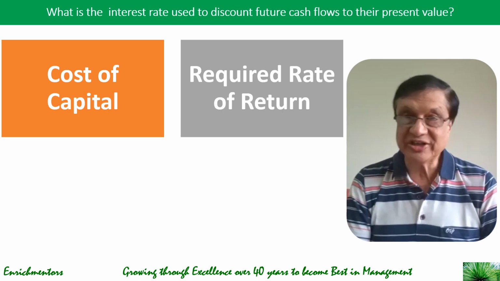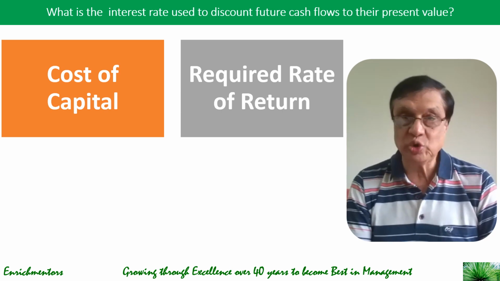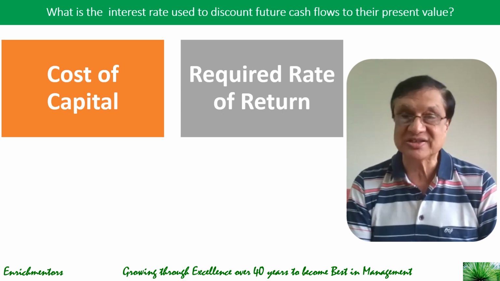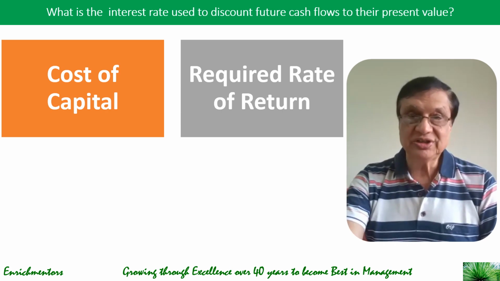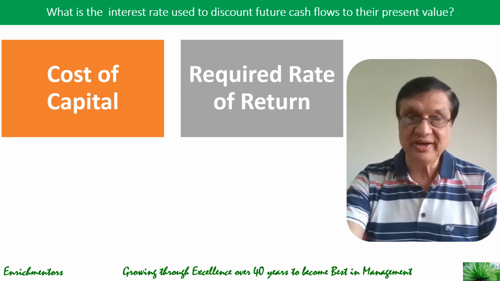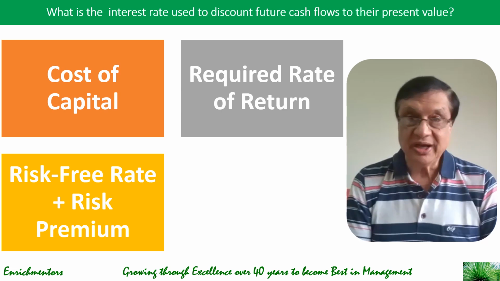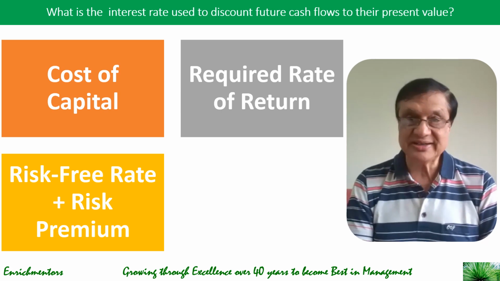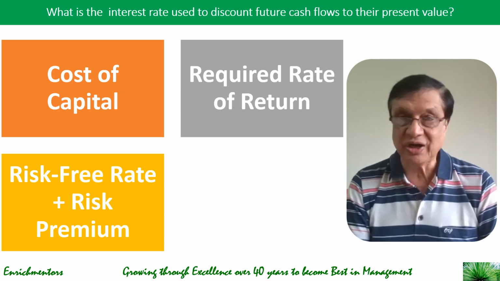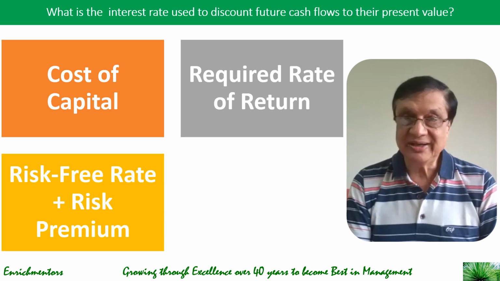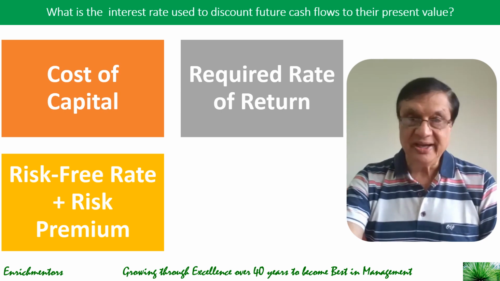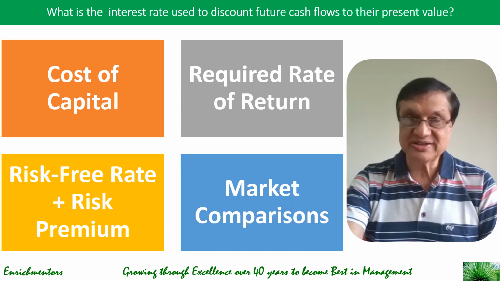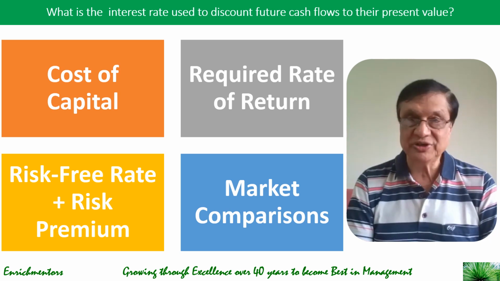The second one is the required rate of return. If you are valuing a specific investment or a project, the discount rate could be the minimum return that investors expect, also called the required rate of return. The third is the risk-free rate plus risk premium. In some cases, it is calculated as a combination of the risk-free rate, the government bond yield, plus a risk premium to account for uncertainties in the cash flow.